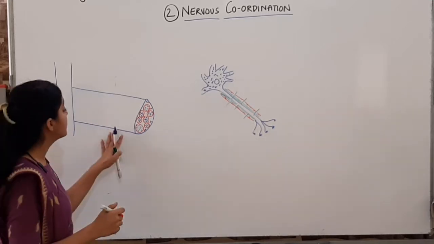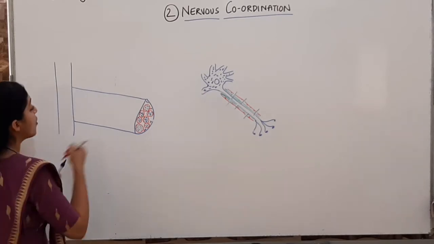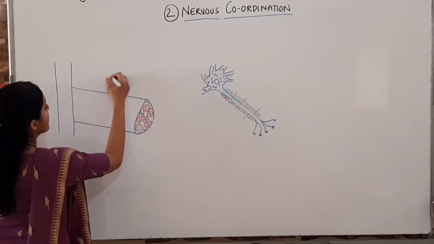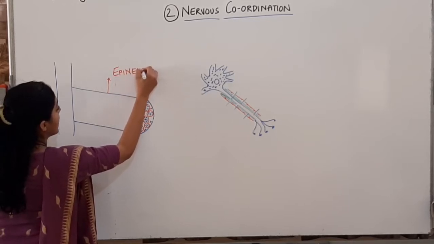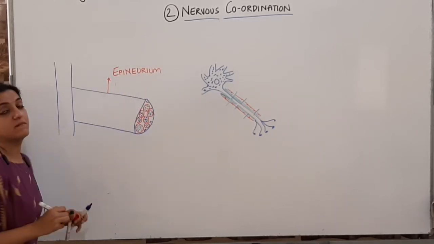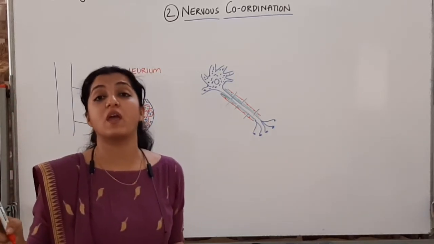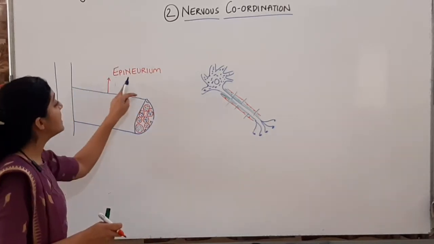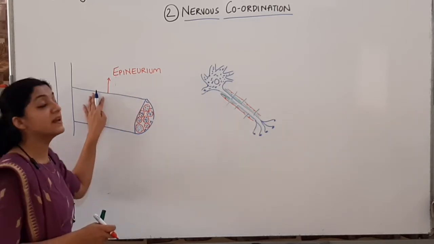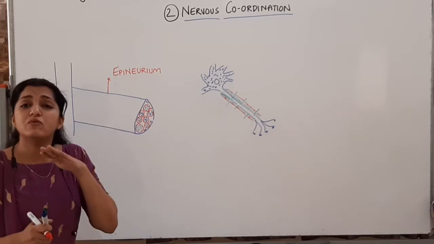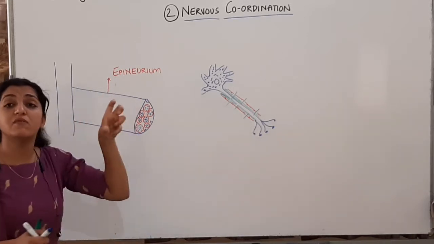And this one big nerve is going to be covered by a connective tissue sheath, which we will call epineurium. Do you remember epimysium when we had seen locomotion? So this is going to be epineurium. This epineurium is the outer connective tissue sheath. It is the outer connective tissue covering of this complete nerve.